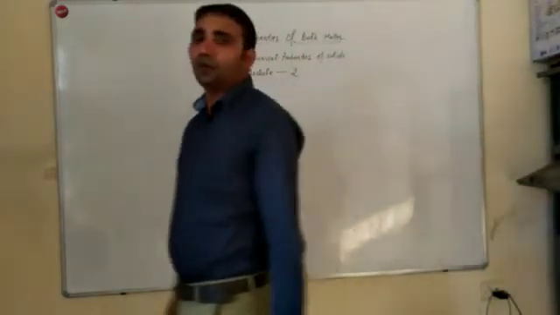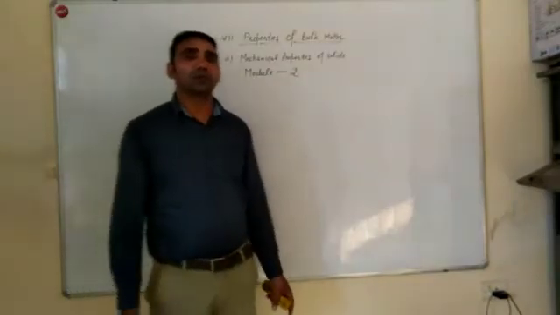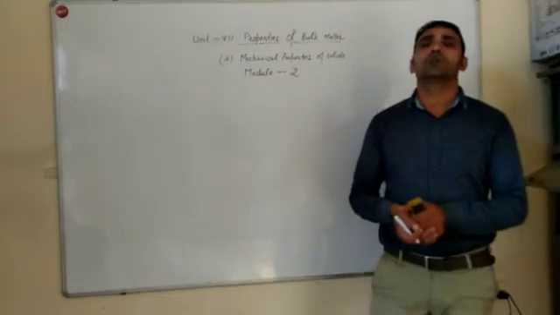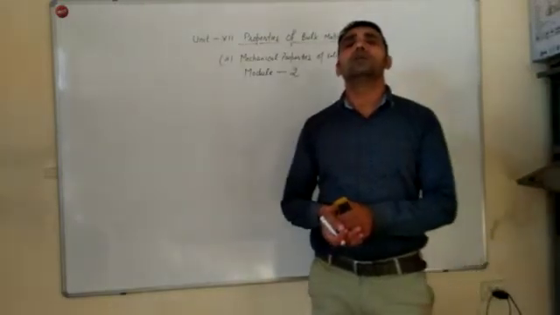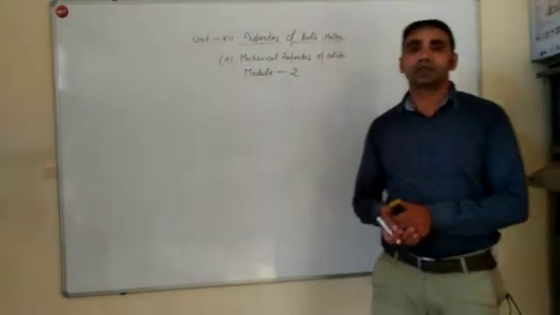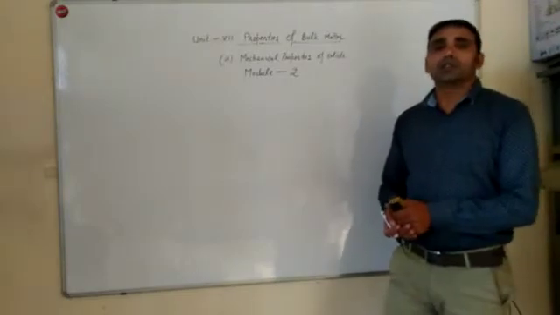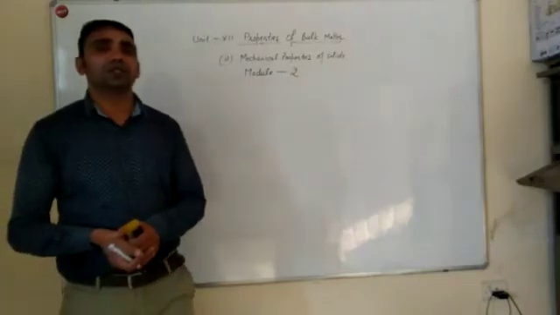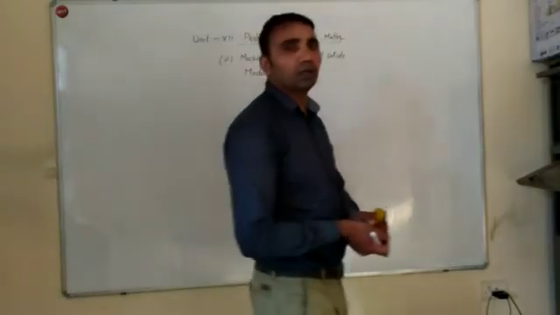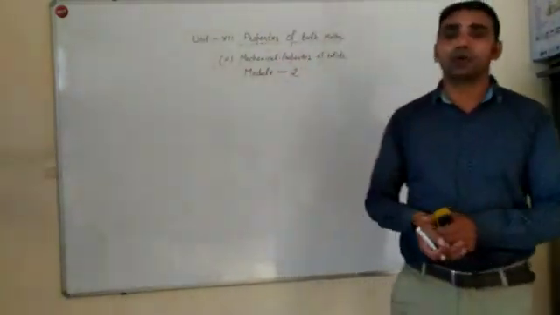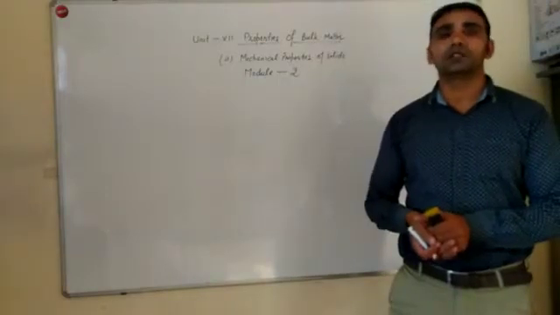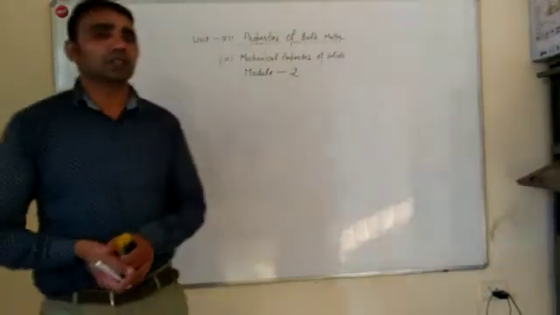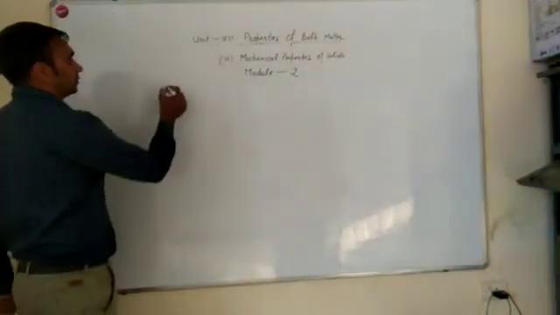In the previous module we discussed stress. Stress means the restoring force per unit area of the body. Its SI unit is Newton per meter square, and CGS unit is dyne per centimeter square. Dimensional formula is M1 L minus 1 T minus 2. Now in this module we will discuss types of stress.